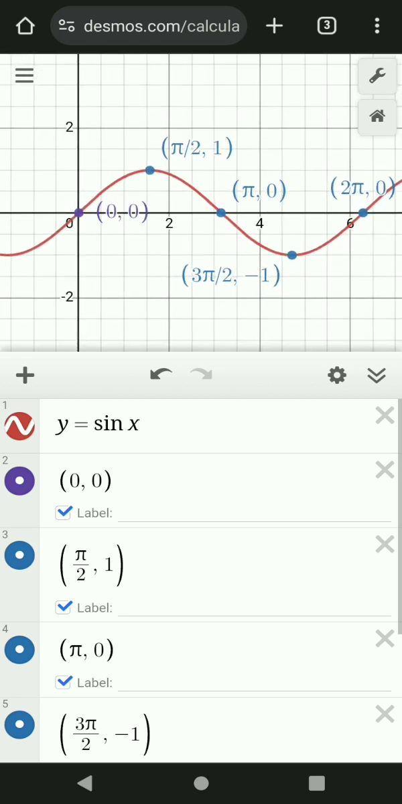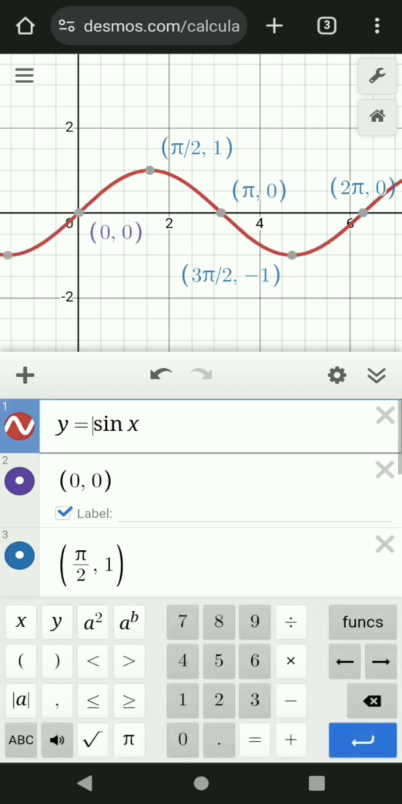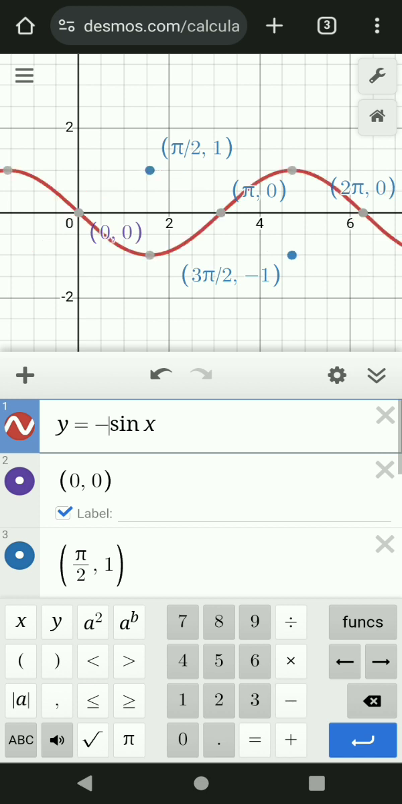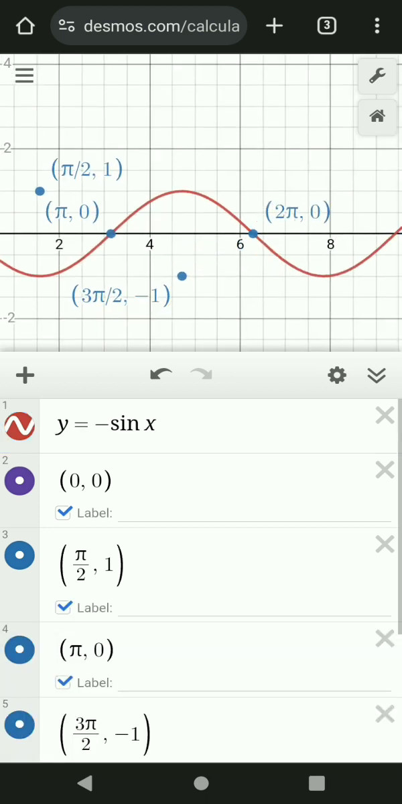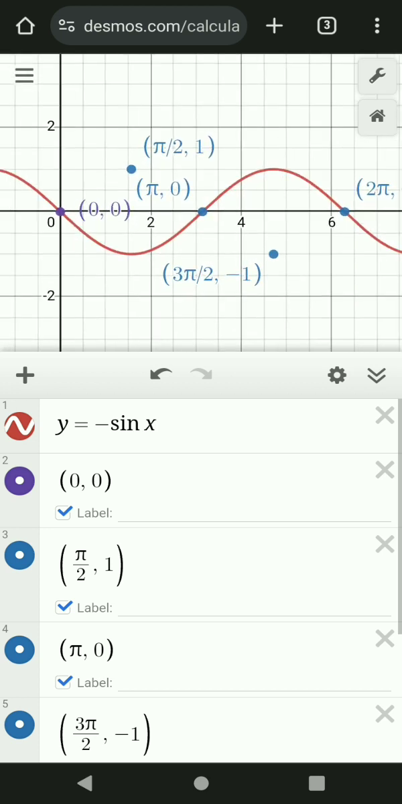So what if we have negative sine? This is what negative sine looks like. It starts from the very center, and instead of going up, it goes downward first and then up, and then it goes downward again and up. So that's the sine graph.